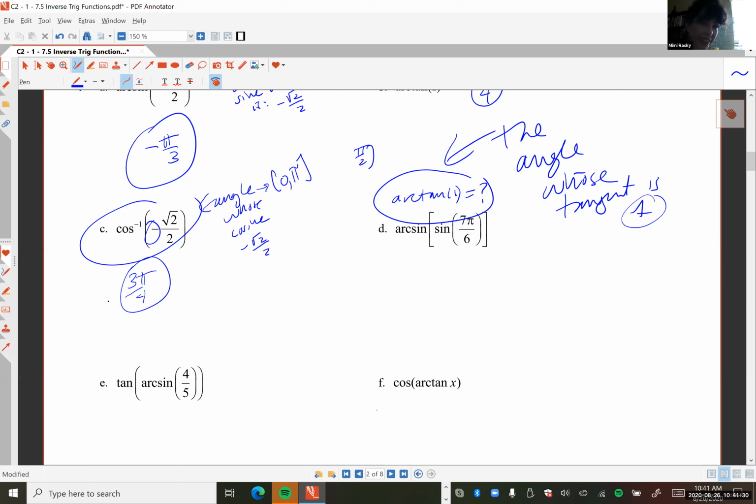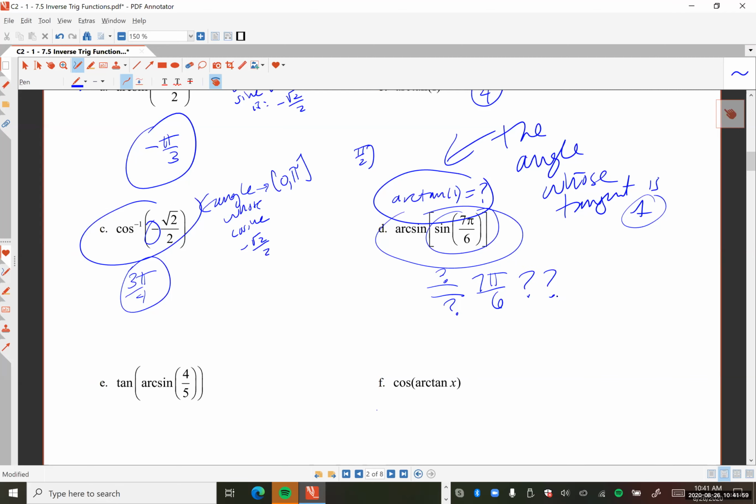Okay, let's do letter D. Now, when you took trig, when they did any of these arc sines or arc cos, they probably were pretty loosey-goosey about the answers. And now I'm not going to be loosey-goosey because we officially defined the range. So if you're taking sine of 7 pi over 6, and then you're going to take arc sine of that, is that question mark going to equal 7 pi over 6? Yes or no? No.